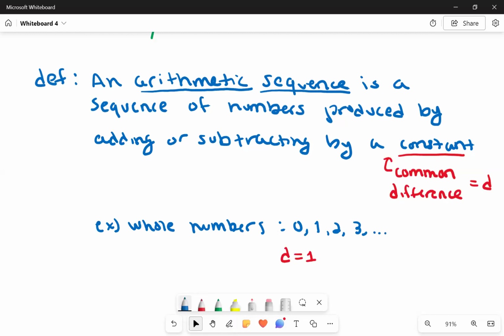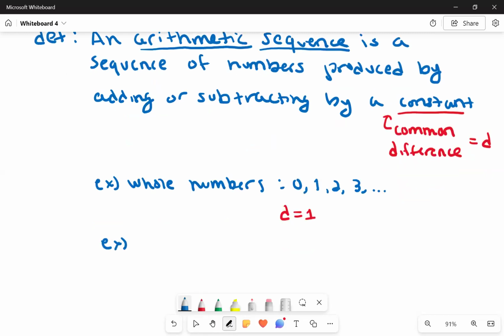Another example we talked about were even numbers, also odd numbers, but we'll just select even numbers. Sorry, I started to write odd because I literally said it. Even numbers, 2, 4, 6, 8, and so forth, dot, dot, dot. In that case, the common difference is 2. So exciting. Well, let's look at some other examples.